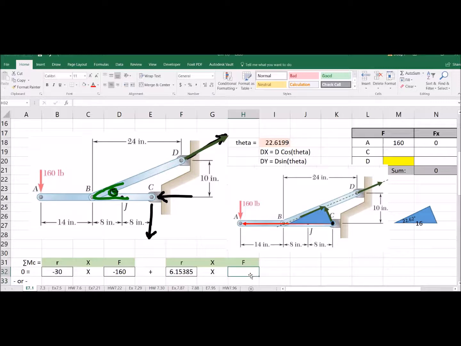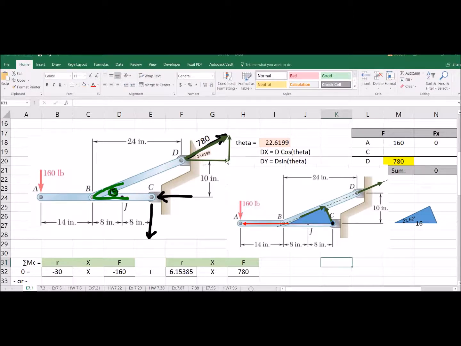and the force in this case then is going to be just equal to 30 times 160 divided by that perpendicular distance. So we end up with a force that is 780 acting right here at this point D. Okay, so here's that 780 force at D.